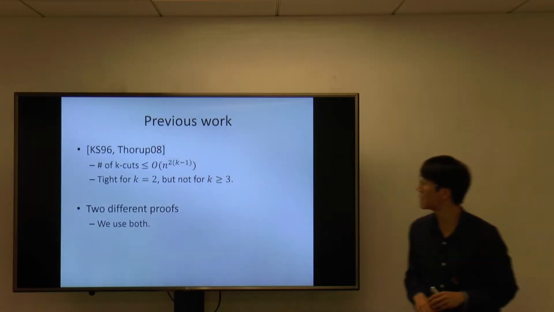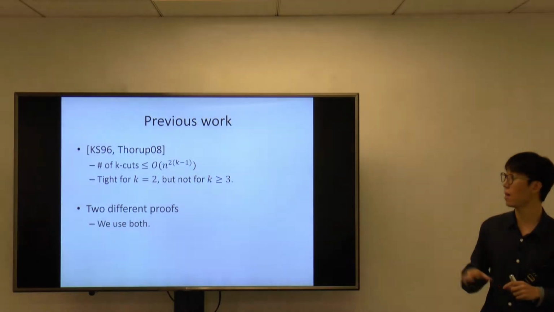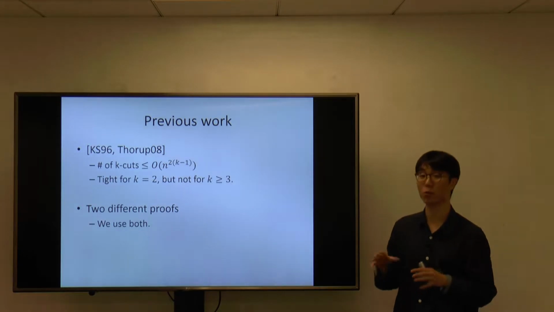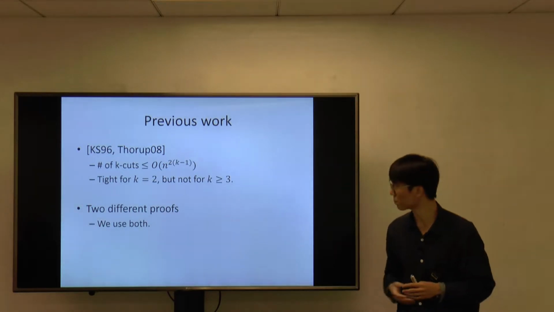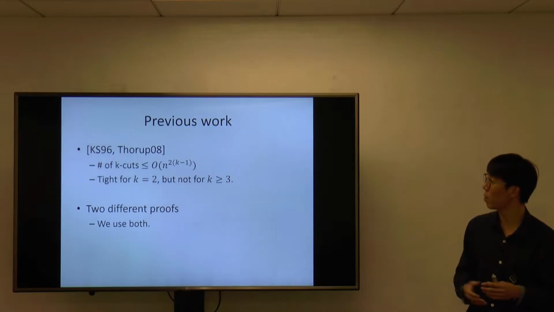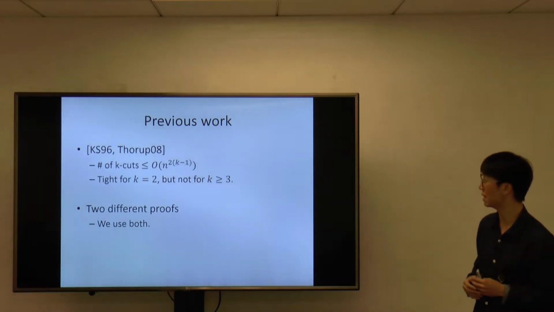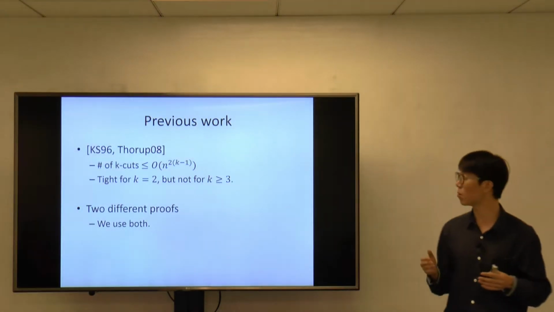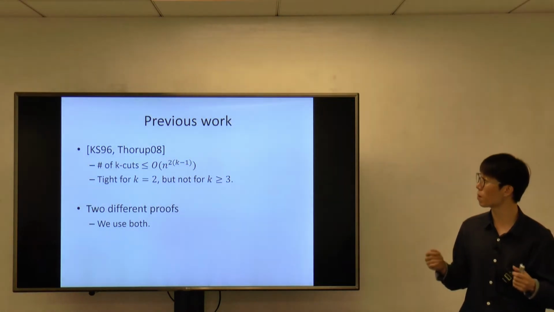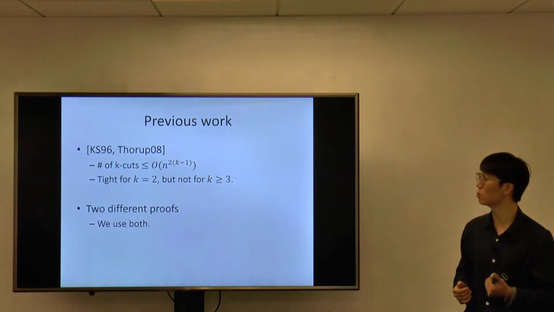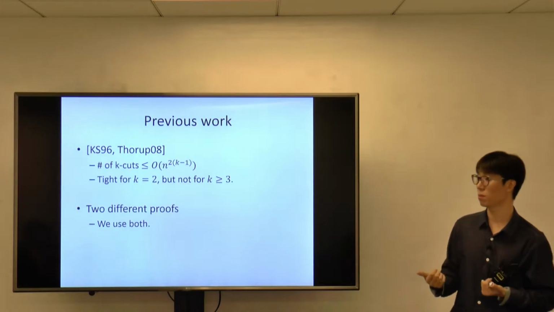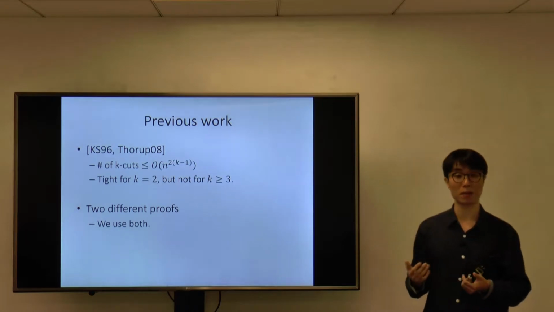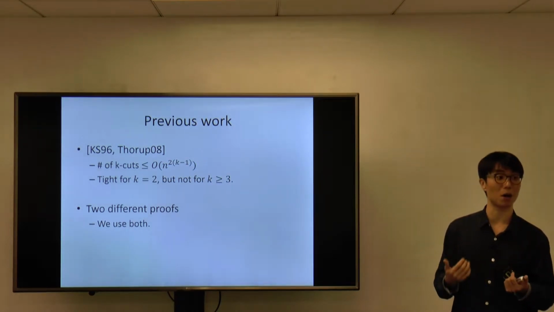As I said, there are actually two previous works. They proved a somewhat weaker bound of n to the 2k minus 2. I'm going to ignore the additive terms in the exponent. This is tight when k is 2, but it's not tight when k is at least 3. As far as I understand, these two proofs are very different, and our overall approach is to combine both of them. In some cases we use Karger-Stein, in some cases we use Thorup. Then we are guaranteed that our algorithm runs in time n to the 2k, and we will show that in some cases we can beat both of them.